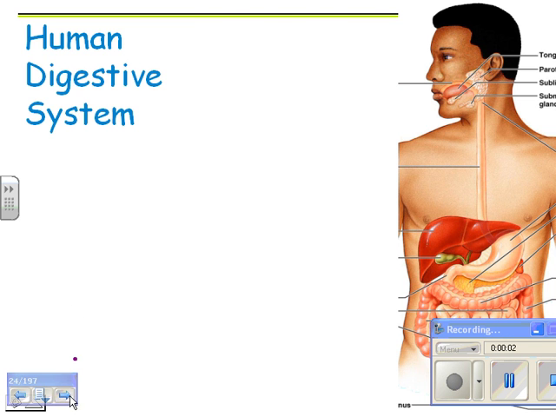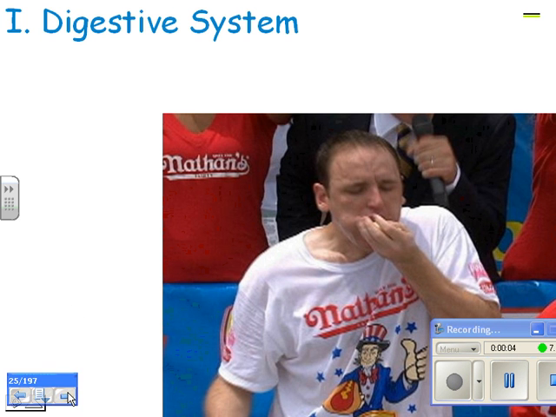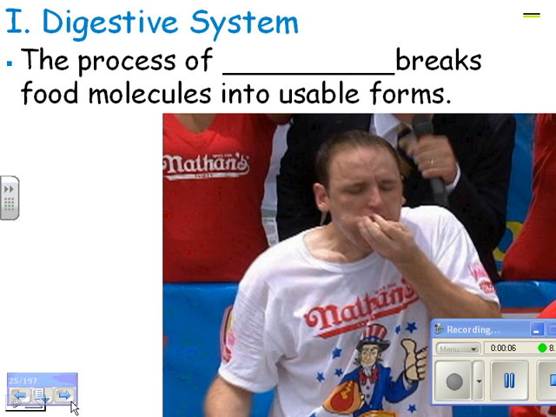The human digestive system. The point of the digestive system is to break down your food. The process of digestion breaks food molecules into usable forms.